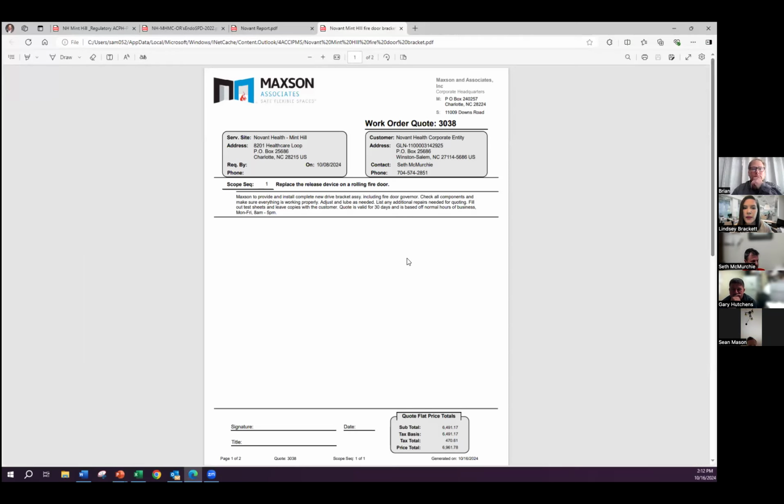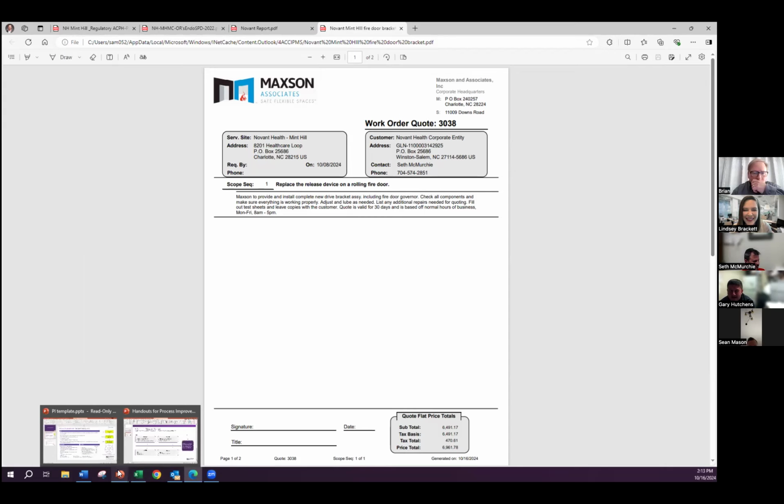Are you showing me an example of a work order for a fire door? Oh, sorry, no. I just got a quote. I had to check it. I thought you were showing me how it works. Is that a roll-up door, Seth? Yes, expensive one too.